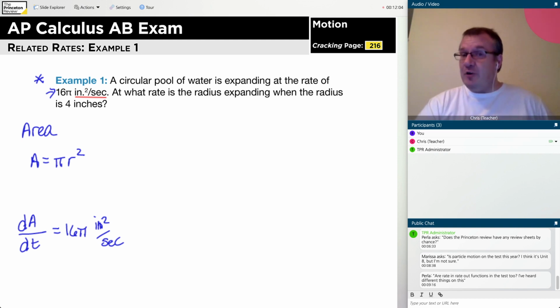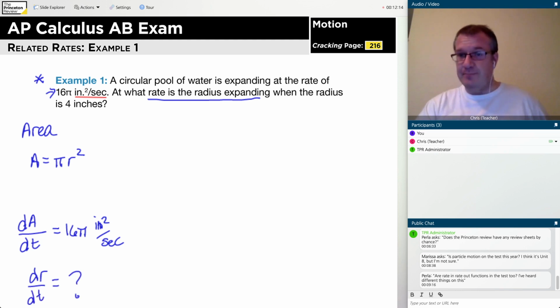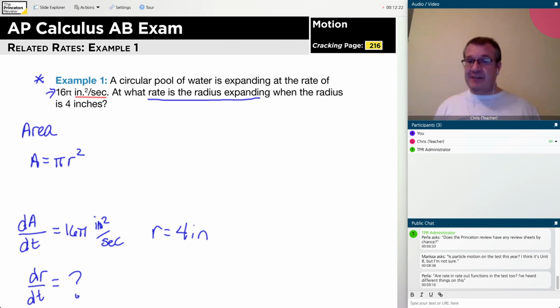Okay, so they're telling me to find the rate of that. That's my unknown, which means change in radius with respect to time. That's my finish line. When the radius is exactly 4 inches, okay, I am now completely set up for success here. I have my instantaneous value to plug in.